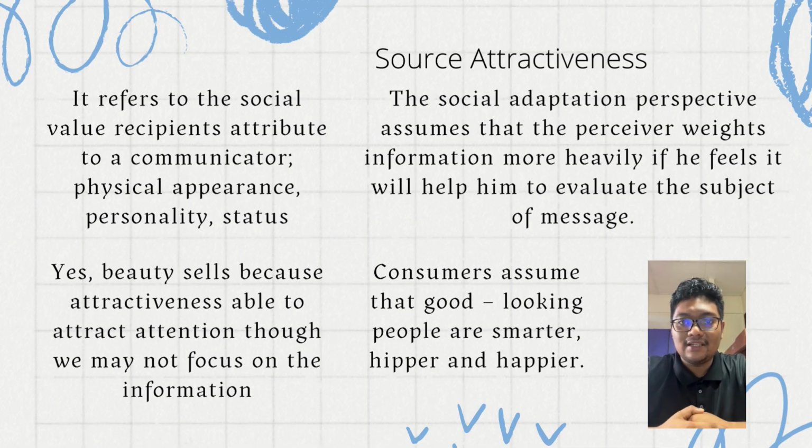Source attractiveness. It refers to the social value recipients attribute to a communicator: physical appearance, personality, and status. The social adaptation perspective assumes that the receiver weighs information more heavily if he feels it will help him to evaluate the subject of the message. Yes, beauty sells because attractiveness is able to attract attention, though we may not focus on the information. Consumers assume that good-looking people are smarter, happier, and healthier.